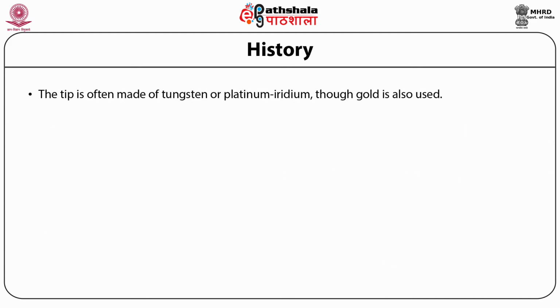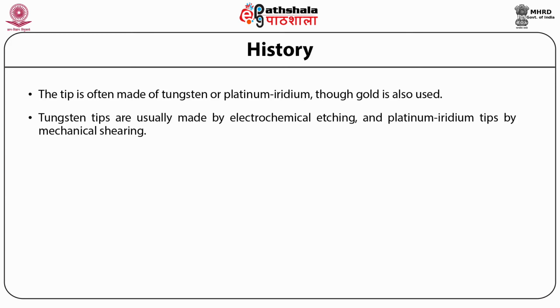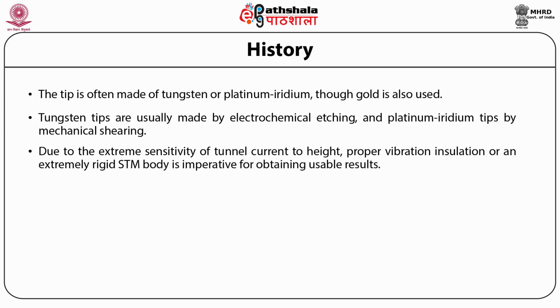The tip is often made of tungsten or platinum iridium, though gold is also used. Tungsten tips are usually made by electrochemical etching and platinum iridium tips by mechanical shearing. Due to the extreme sensitivity of tunnel current to height, proper vibration insulation or an extremely rigid STM body is imperative for obtaining usable results.